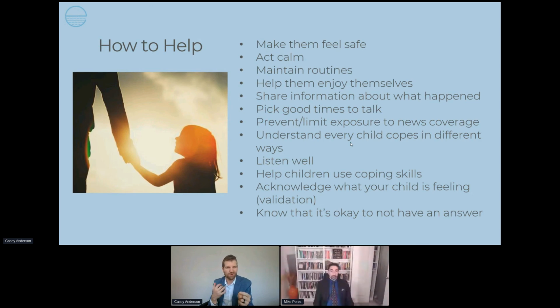You also want to make sure your timing is right, that you're not distracted, your child's not distracted. And as much as you can, you want to try to get some kind of limitations over what your child is exposed to in the media, and understand that your kids might have different ways of coping. And what you want to do is listen very well and help your child develop adaptive coping skills to replace harmful ones. You also want to acknowledge that maybe what they went through is very real, and you can do that by way of validation.